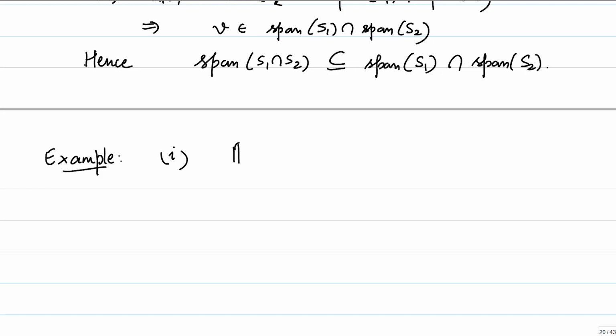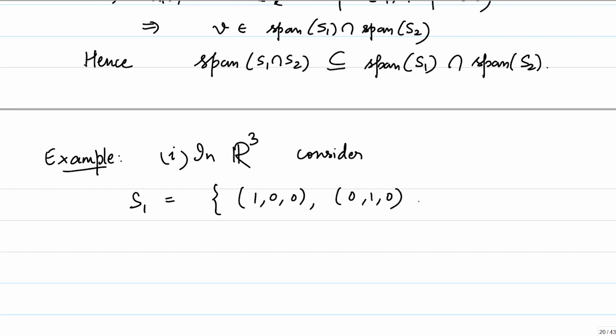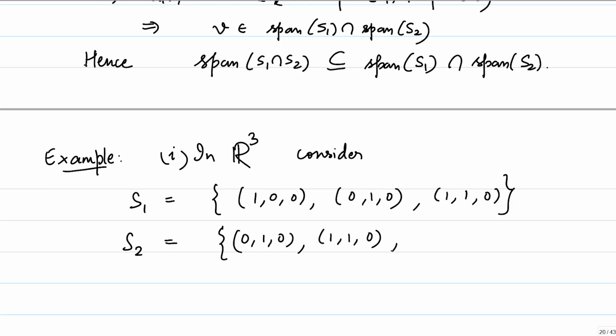Or maybe R3. In R3, consider S1 to be, say, the vectors (1, 0, 0), (0, 1, 0) and (1, 1, 0). So this is our S1. And what about S2? S2 is (0, 1, 0), (1, 1, 0), well (1, 2, 0).